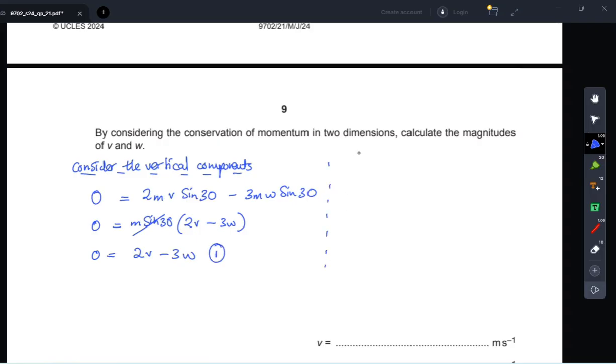After collision, we considered the vertical components. Here we are using the law of conservation of momentum. This side is momentum before collision, and this is after collision. That's the vertical components. Now for the horizontal components, let's consider the horizontal components.